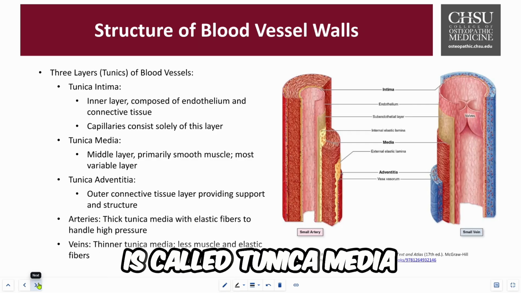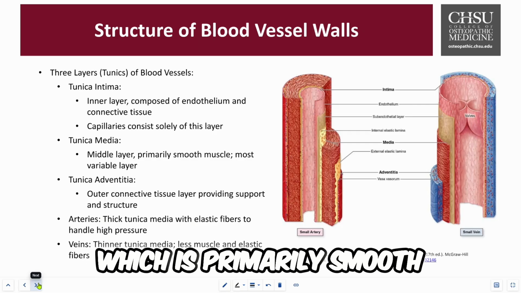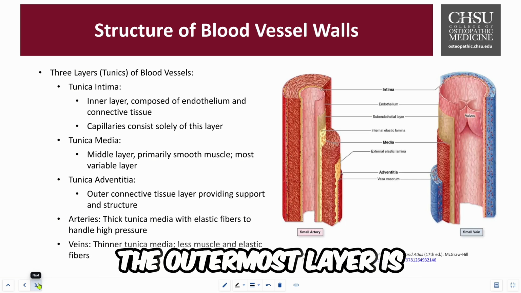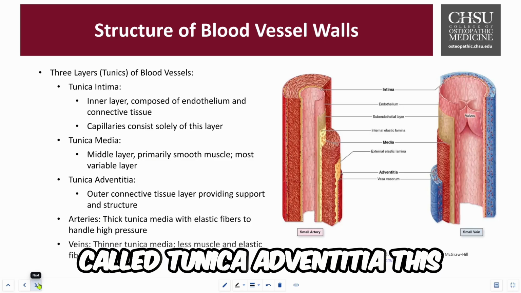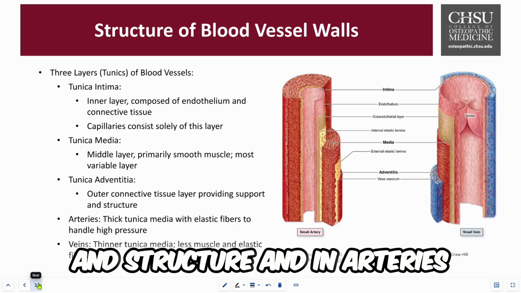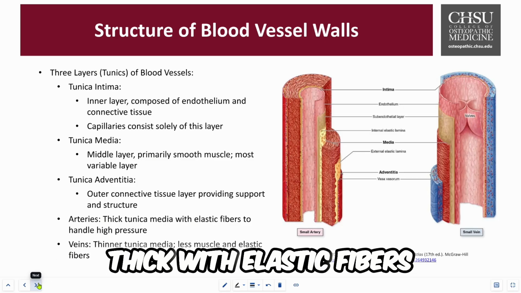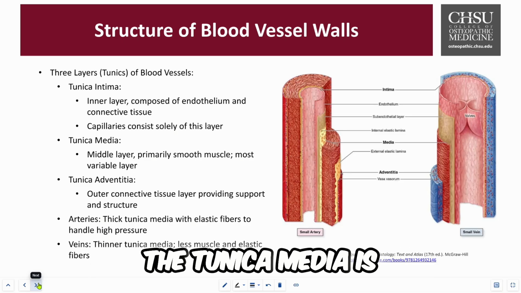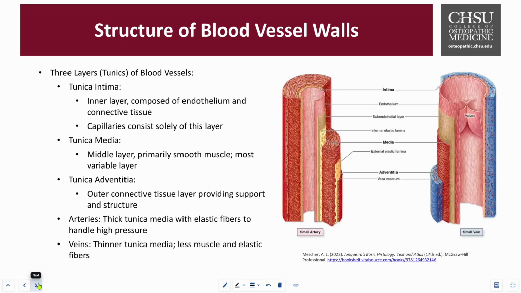And the middle layer is called the tunica media, which is primarily smooth muscle and is the most variable layer among the blood vessel types. And then the outermost layer is called the tunica adventitia. This is a connective tissue layer that provides support and structure. In arteries, the tunica media is thick with elastic fibers to handle the high pressure. And in veins, the tunica media is thinner with less fiber and less muscle.